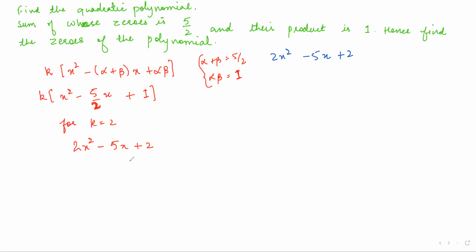Okay. So this 2 will also be multiplied with 1. So this is the polynomial you have got. Now find its zeros. So what we do to find the zero, this is what we were doing.